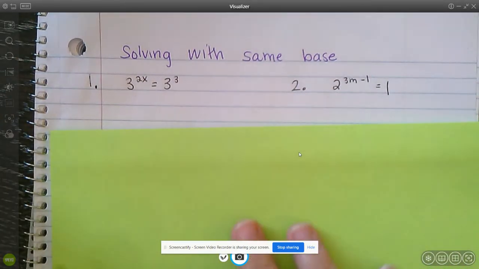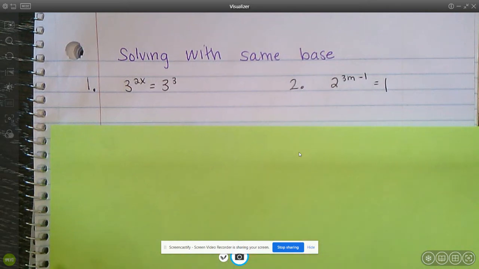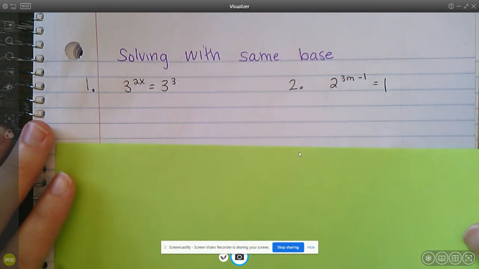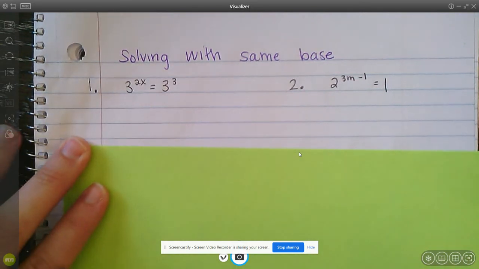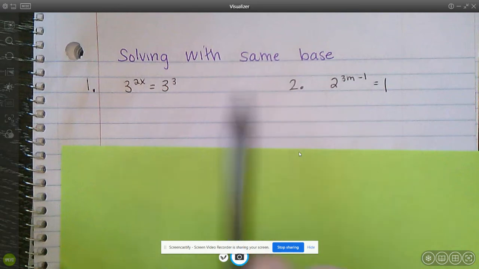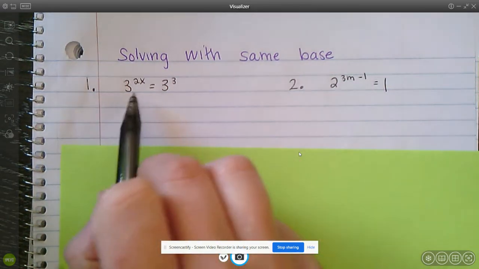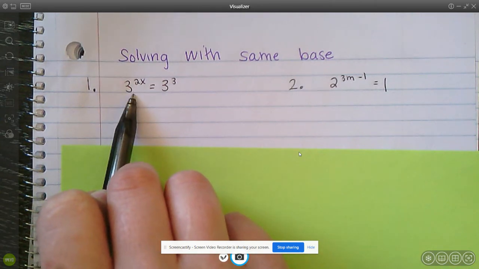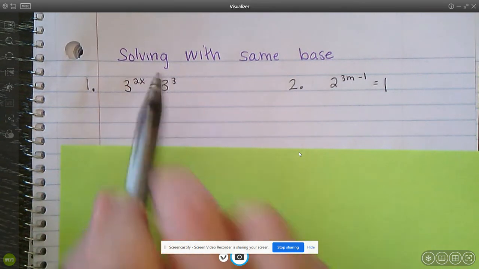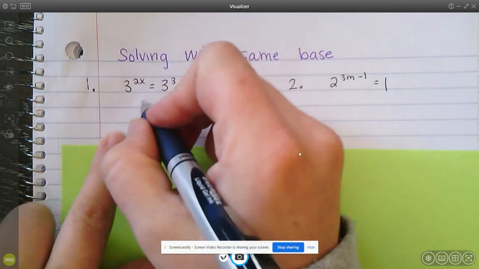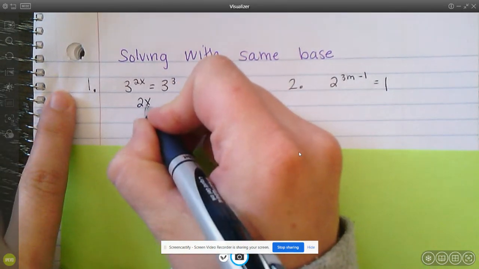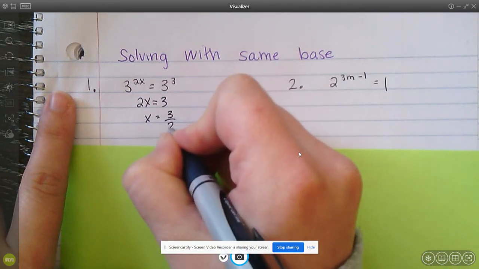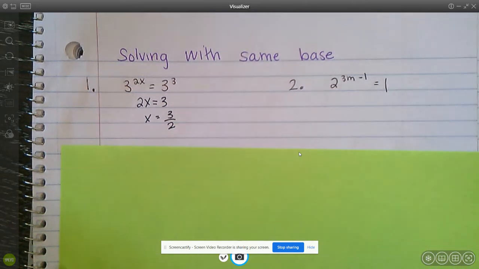All right, today we're going to look at ways that we can solve. So the first way we can solve is by finding a same base. So what that means when they're exponents, the base is a 3. So these already have the same base. So if they have the same base and they're equal to each other, that means the exponents have to be equal to each other too. So to solve for x here, we just take 2x equals 3, divide both sides by 2, you get x equals 3/2. All right, number 2.